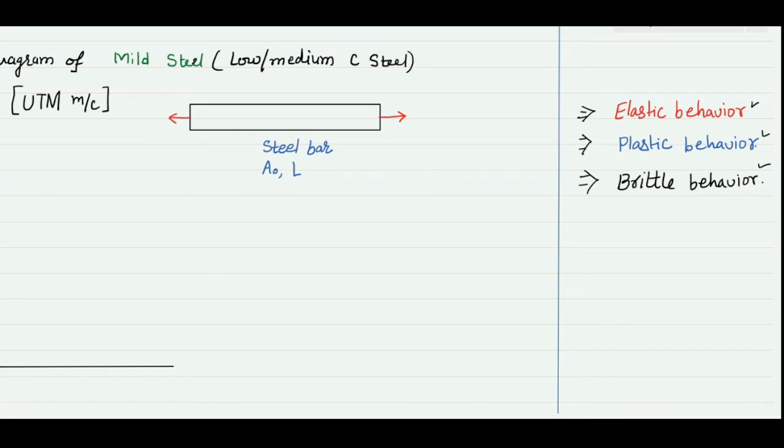In case of plastic behavior, if you apply the load, there will be a permanent deformation in the body. And brittle means you are applying the load, there will not be any change in the length, and suddenly there will be a failure. These three properties are important to understand the stress strain diagram of different materials.